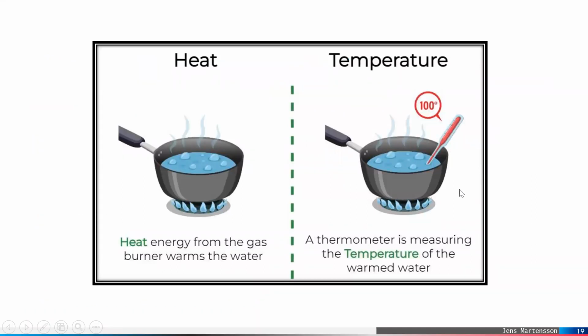Here we have an important part in your syllabus, which is new in your checkpoint exams. Please concentrate on this part because it's very important: the difference between heat and temperature. There is a big difference between heat and temperature, but what is the difference between them? Most students have a lot of misconceptions about these two physical quantities.